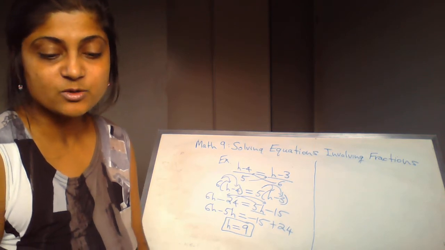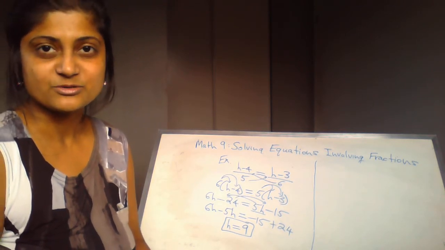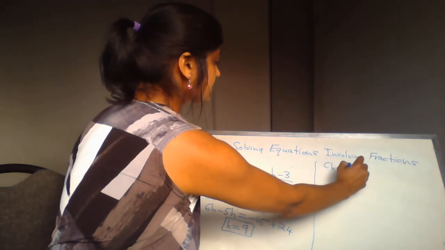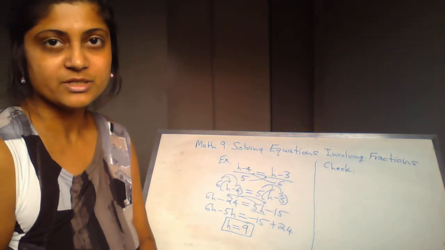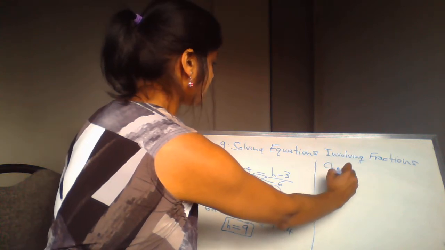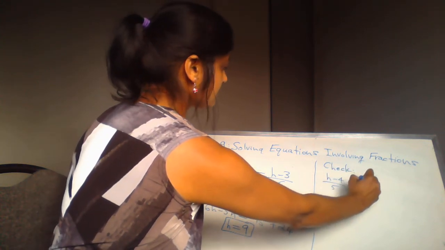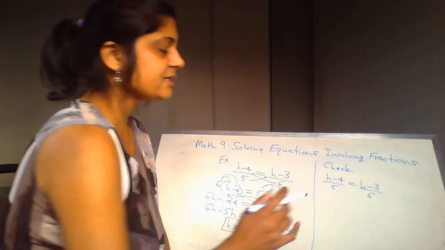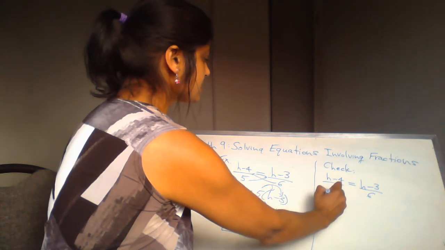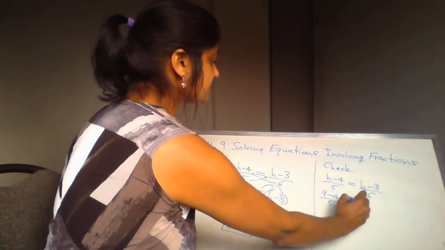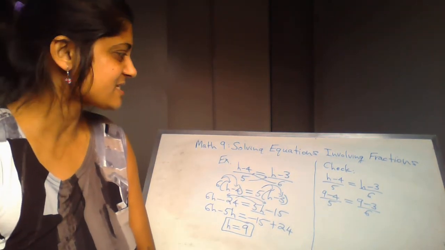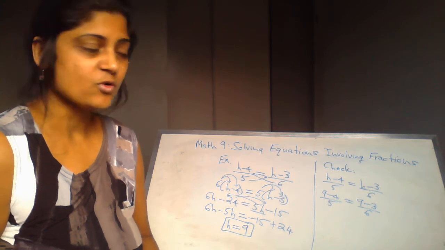The question says find the root of each equation and check your answers. Okay, so my final answer is 9. So let's try the check here. I'm going to take my answer, and I'm going to plug it into the original equation. So let's plug it in here. I'm just going to write out the equation so we can see it one more time. And instead of the h on both sides, I'm just going to plug in 9, okay? So it's 9 minus 4 over 5 equals 9 minus 3 over 6. Okay, everyone sees that? So I'm going to do 9 minus 4, which is 5.